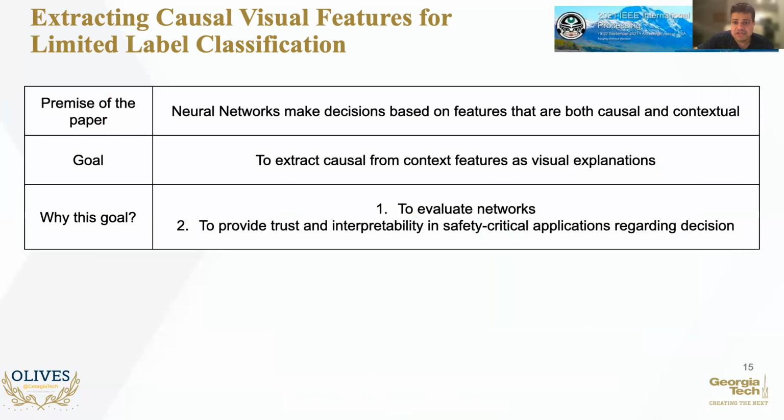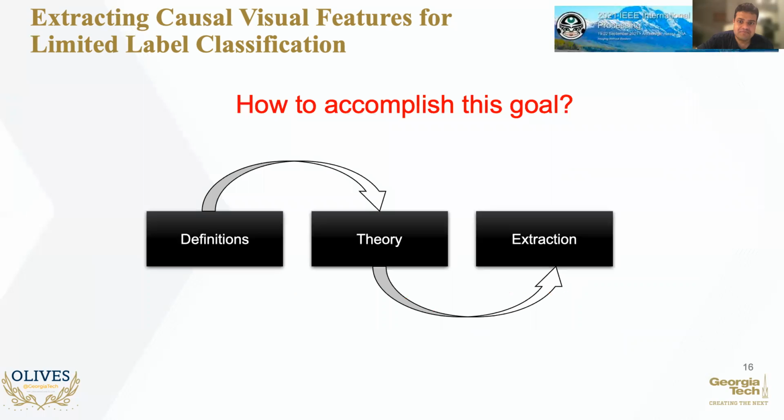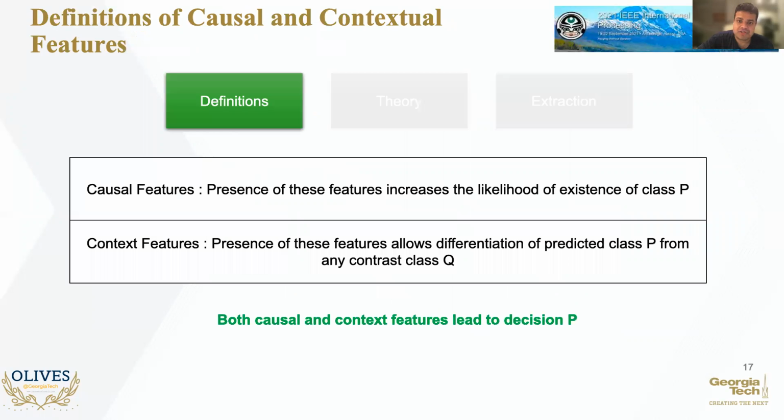About why the causal feature extraction is required. Let's now discuss how this can be accomplished. For this, we need to define causal and context features. Once the definitions are clear, we'll provide an overview of the theory and extraction technique.